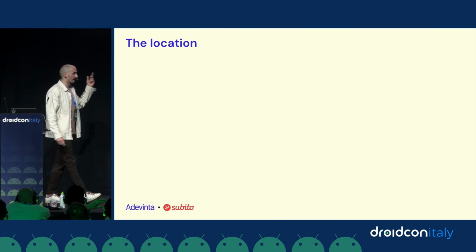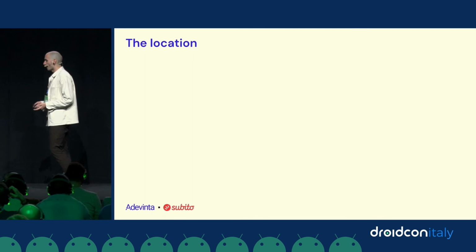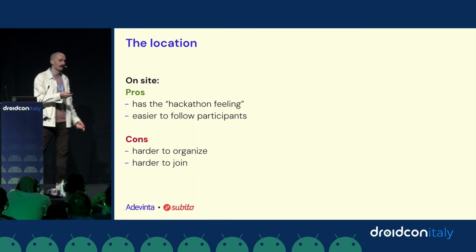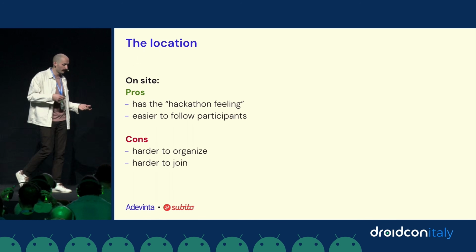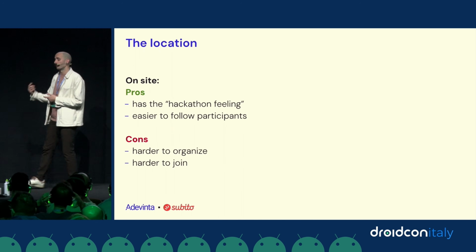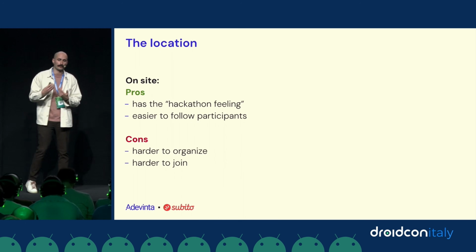Next up is the location. Where are you going to host the event? Mostly you have two options in this case. The first one is on-site. Especially if you have an office, this is nice, which has a couple of pros. For me, the biggest one is what I call the hackathon feeling.